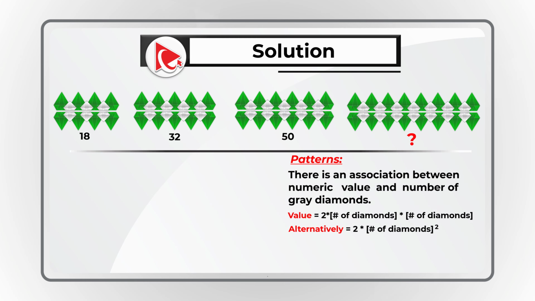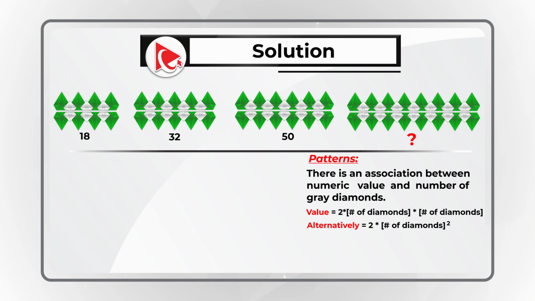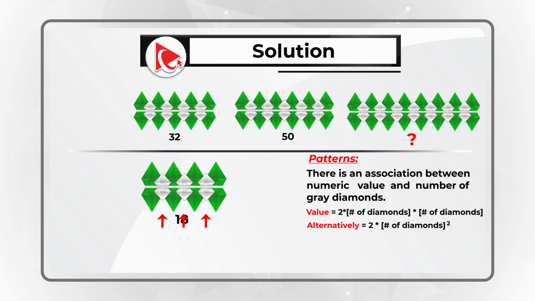Let's look at the example. For example, first diamond group has 3 gray diamonds. 2 multiplied by 3 and then again multiplied by 3 equals 2 multiplied by 9 and equals 18.